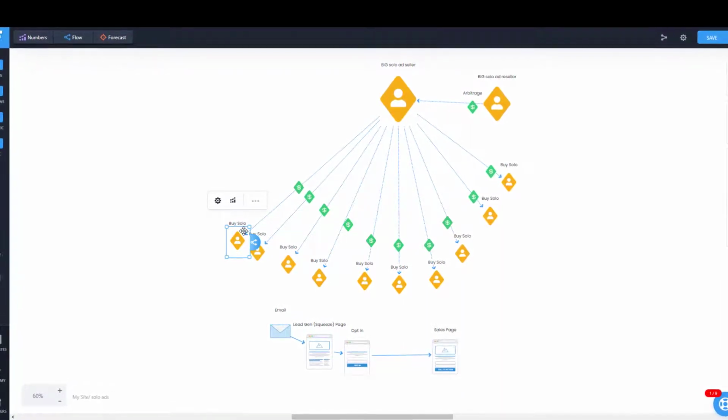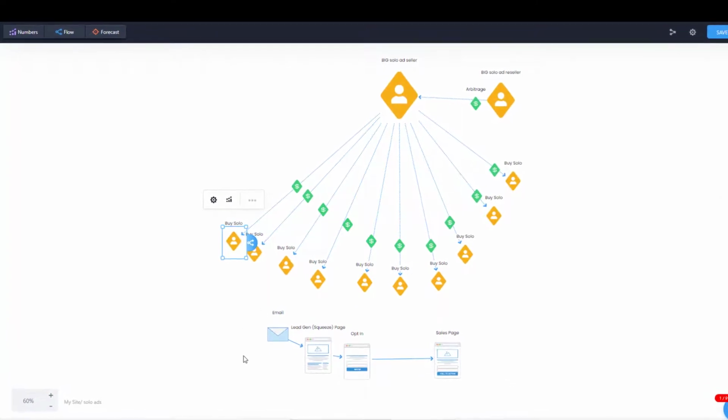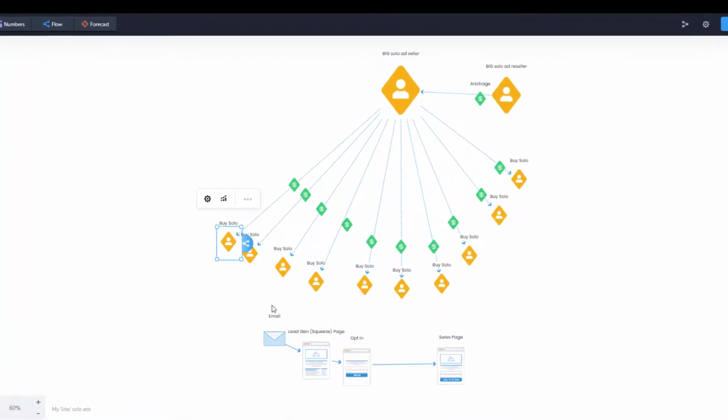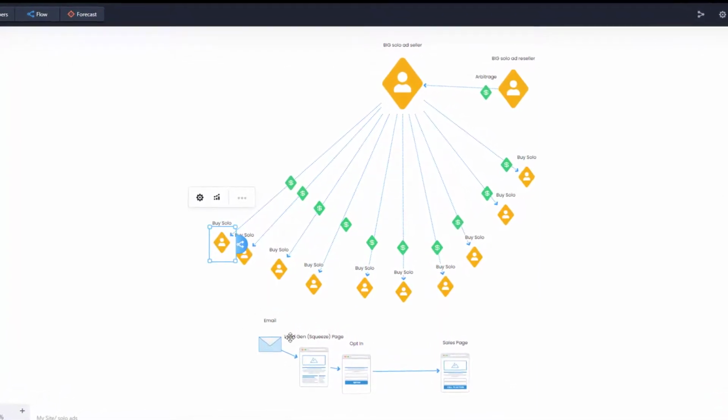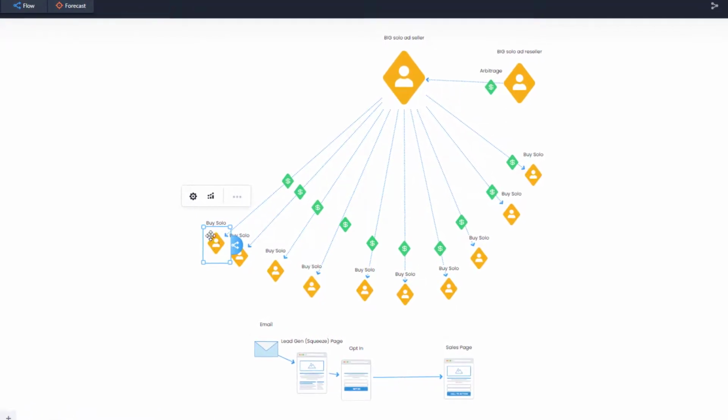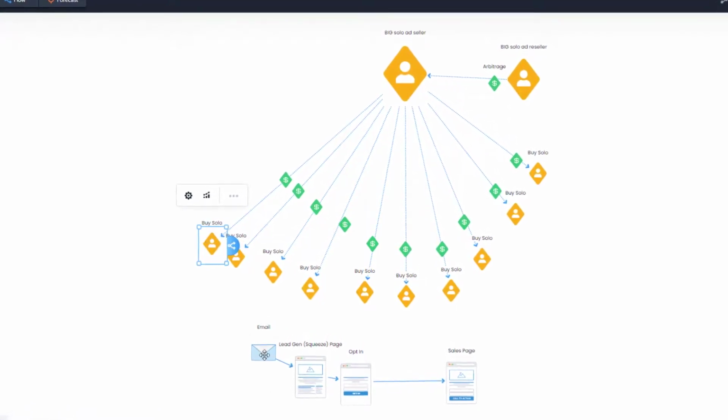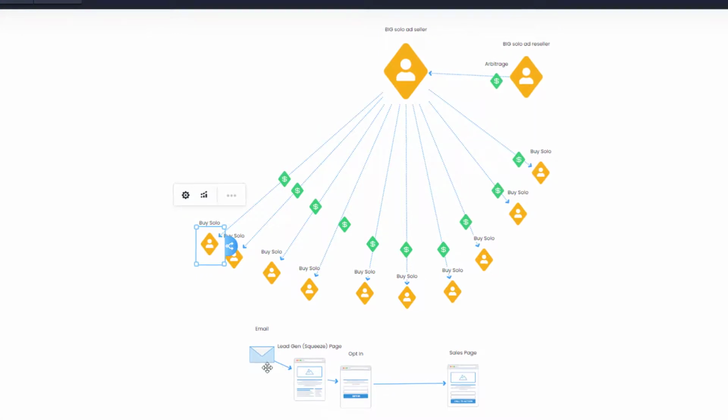Okay, so what I'm referring to here is the process. So the email with the specific link for this little guy would, in theory, lead to an opt-in page here. This is a lead capture page here. And then once an email has been harvested from this, then a sales page would be sent through.